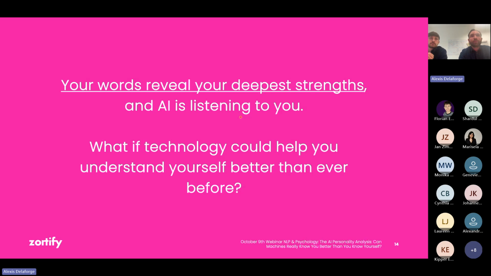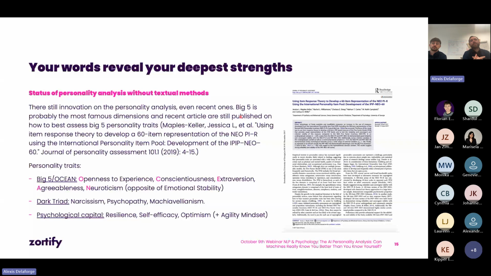Then we can focus on "your words reveal your deepest strength." And when you focus on that, we would like to know what a deepest strength is in the end. And in the end, it's linked to your personality. In psychology, and more especially in psychometrics, when you want to assess the personality of someone, you want to get some information about that personality trait.